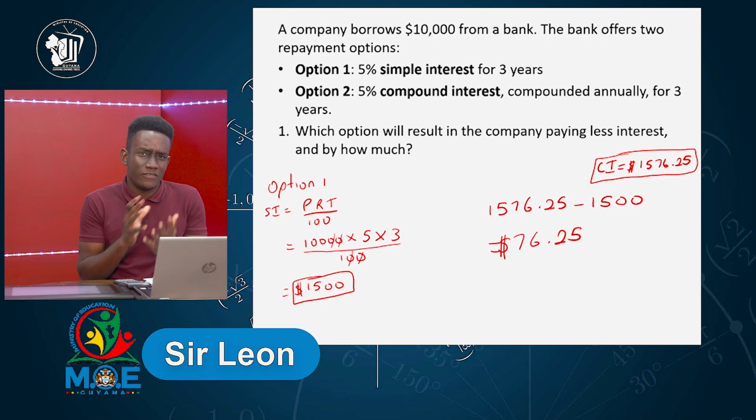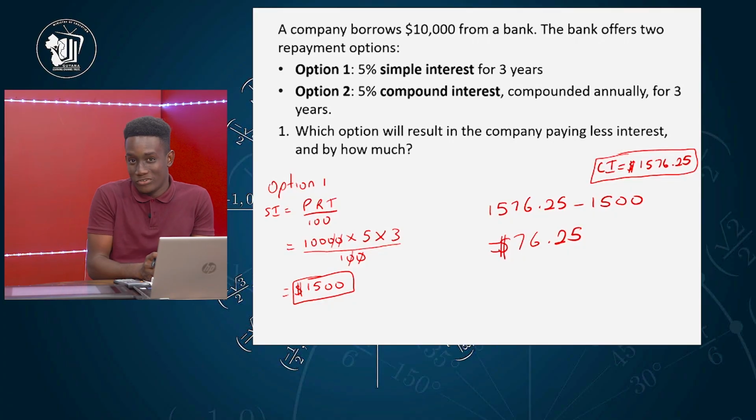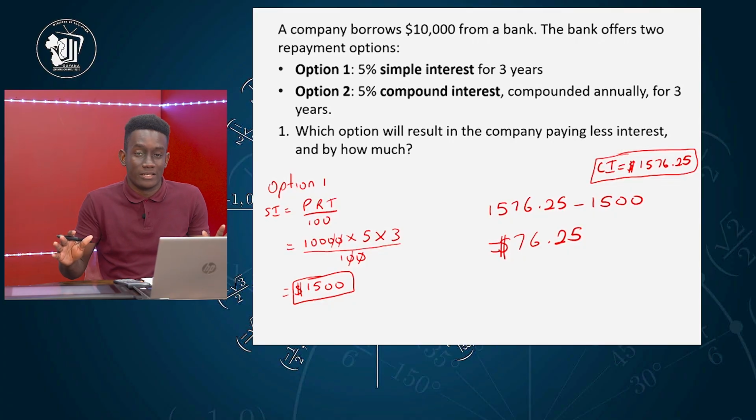And this solidified the fact earlier that said, with compound interest, you tend to get a higher interest as compared to simple interest, because compound interest keeps adding on and adding on. Simple interest, you just calculated one flat thing. And that has brought us to the end of this video.